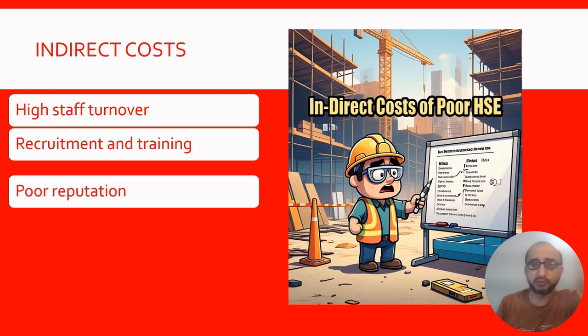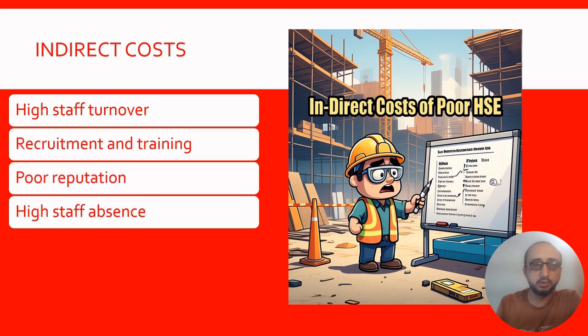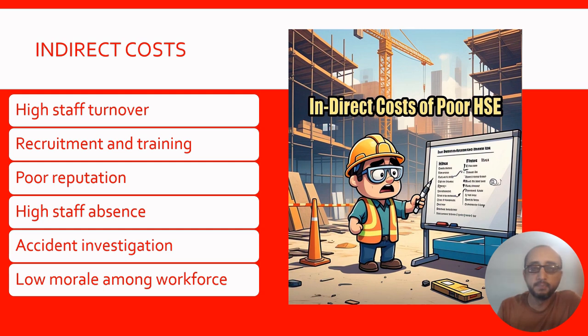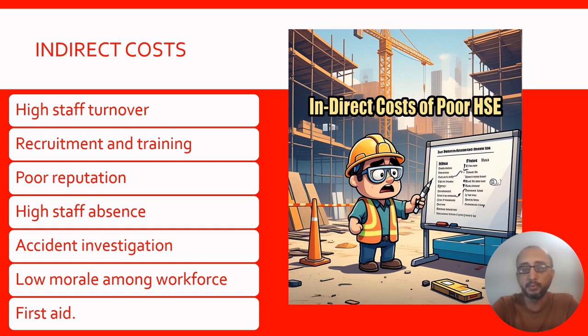Indirect costs: high staff turnover. Your workers are not satisfied with you, so they will try to leave. Recruitment and training: you are hiring new people, and costs related to hiring and training are indirect costs. Poor reputation: bad performance in HSE, more accidents and incidents, you will lose your reputation and may lose customers. Then high staff absence, due to which low productivity or downtime is an indirect cost. Accident investigations: different types of costs that may arise due to the investigation process are indirect costs. Low morale of the worker means low performance and low productivity, so this cost is an indirect cost.